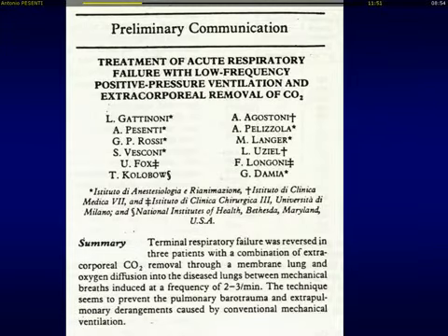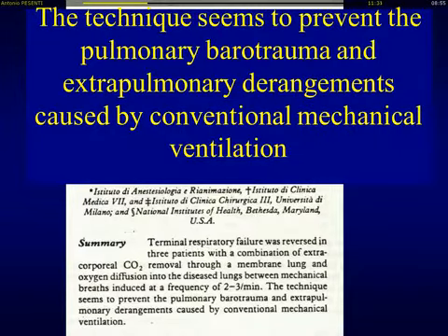We started CO2 removal in 1979 at high flows, something between 1.5 and 2 liters per minute. We started in ARDS patients. We published it in 1980 in The Lancet, and we knew exactly why we wanted to do CO2 removal, and it was to avoid barotrauma and the extrapulmonary derangements caused by conventional mechanical ventilation. It's written there, because we did not call it ventilator-induced lung injury, because the name was not around yet, but we knew what we wanted to achieve.